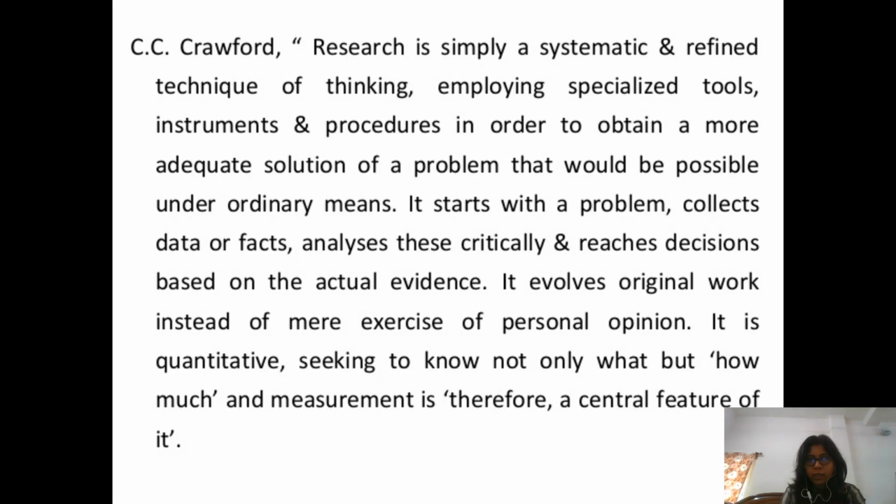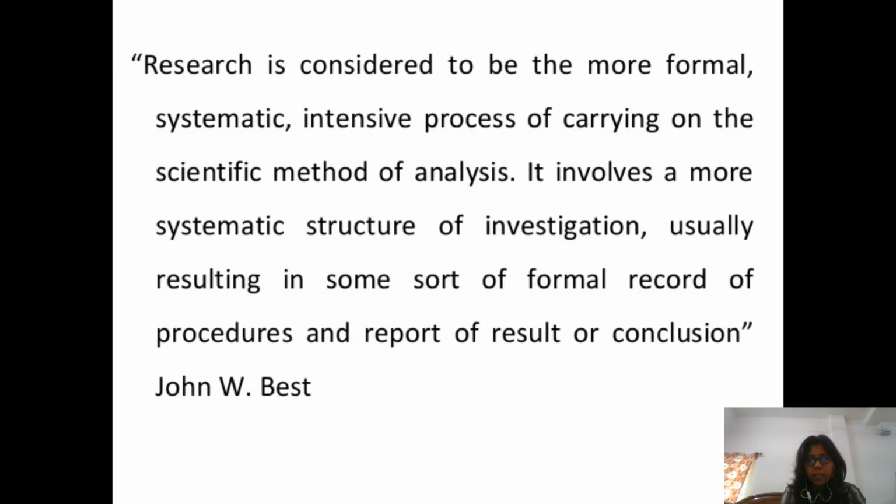It is quantitative, seeking to know not only what but how much. Measurement is therefore a central feature of it. Actually, research is considered to be the more formal, systematic, intensive procedure of carrying on the scientific method of analysis. It involves a more systematic structure of investigation, usually resulting in some sort of formal record of procedures and report of results or conclusions, according to John W. Best.